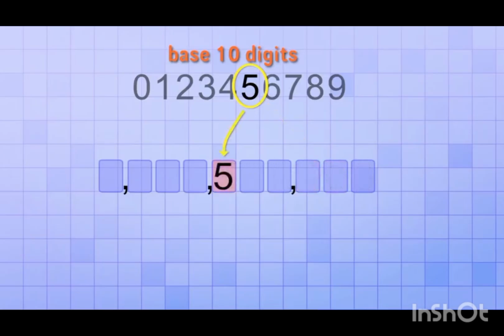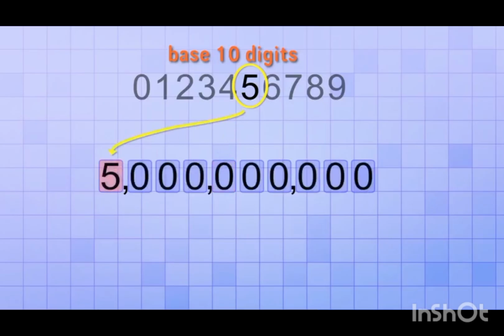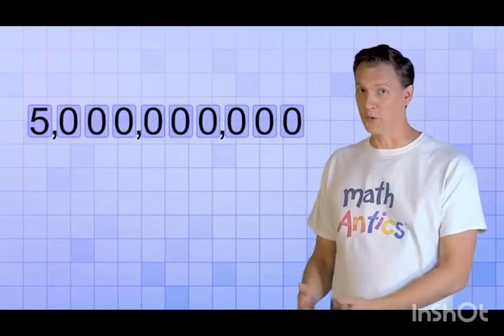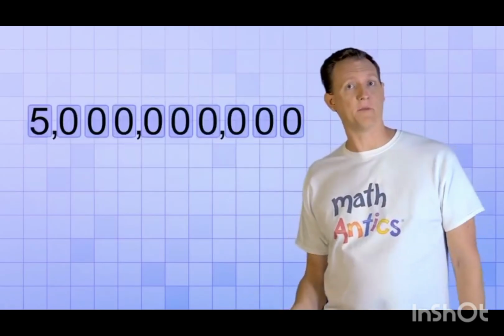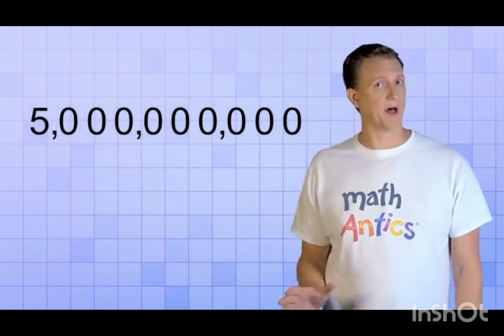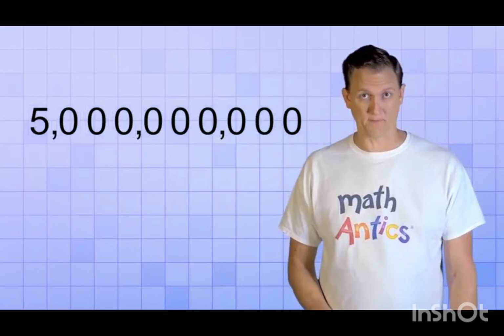A 5 in the 100,000s place means 500,000. And a 5 in the billions place means 5 billion. See how a digit's place affects its value? Of course, when we work with numbers in math, most of the time the number places are invisible, but the underlying pattern is always the same.